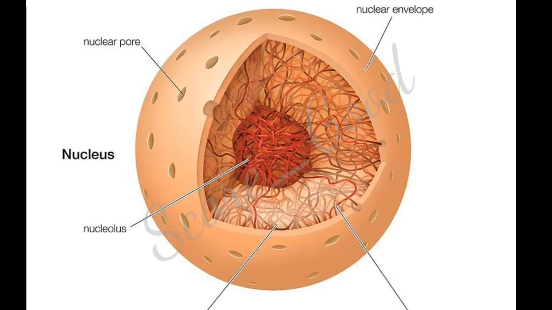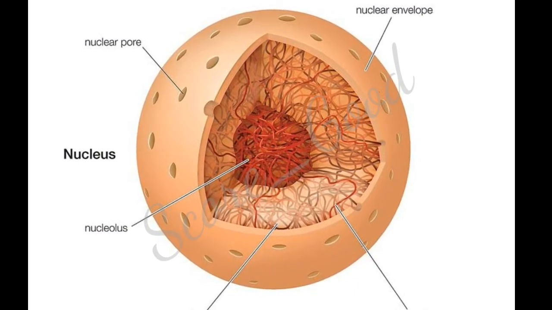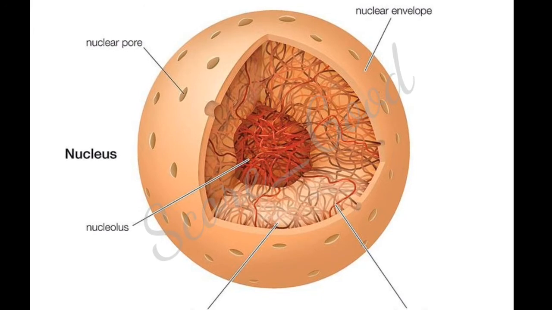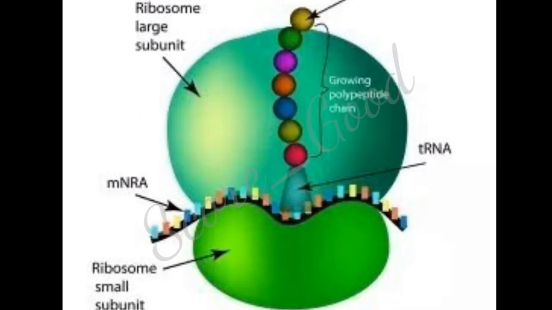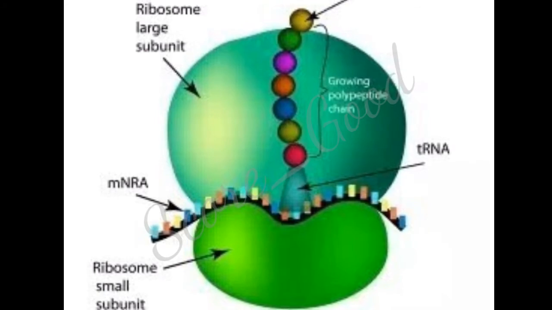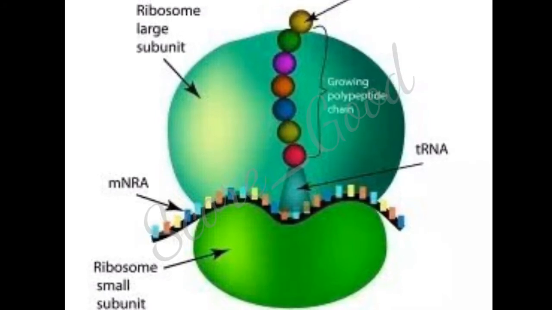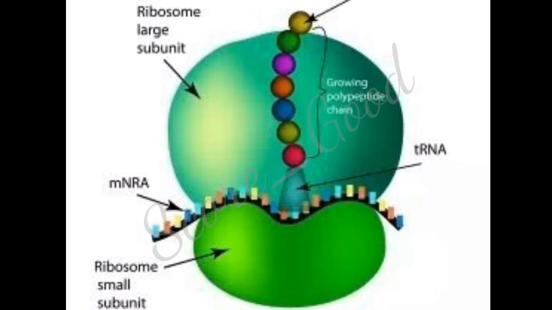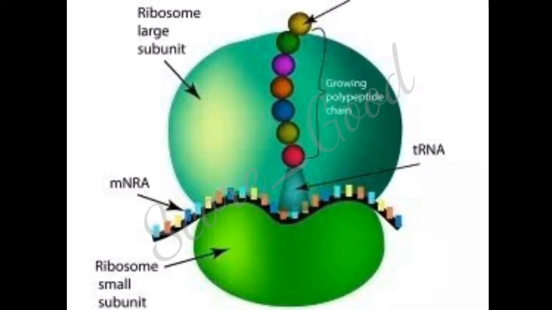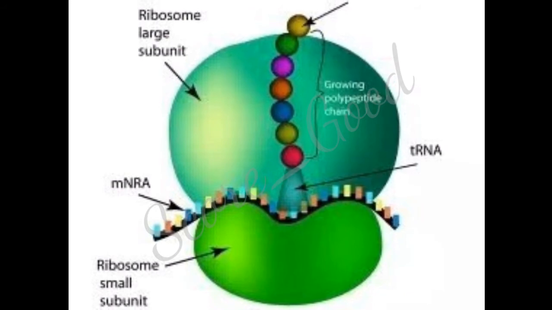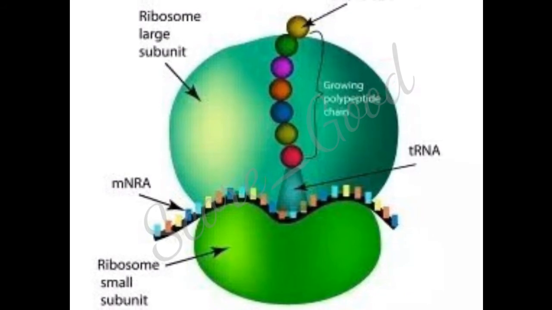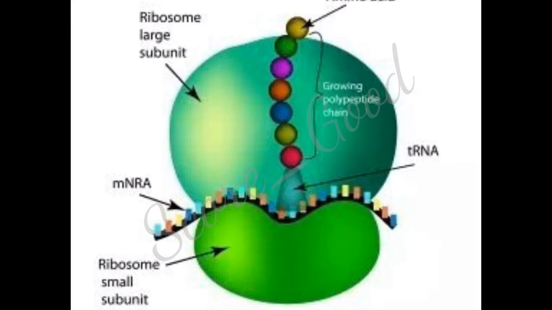About the chromatin fibers, we will see more in the upcoming videos on the cell cycle. The next topic we are going to see is ribosomes. It was first observed by George Palade in 1953. In the picture we can see the three types of RNA, that is mRNA, tRNA and ribosomal RNA.